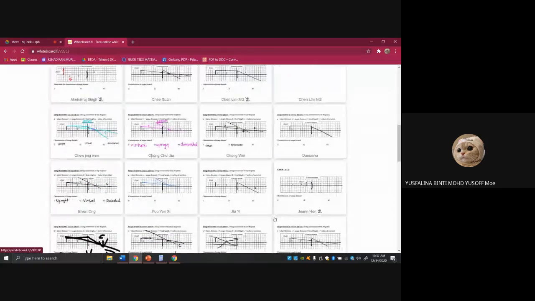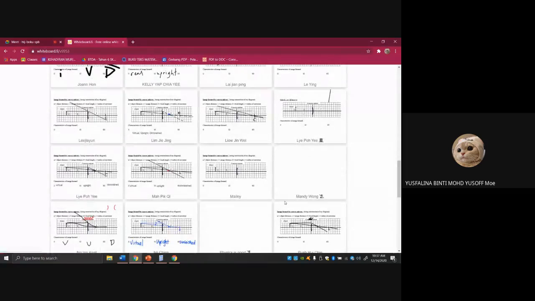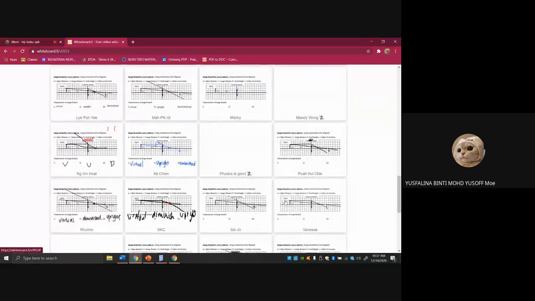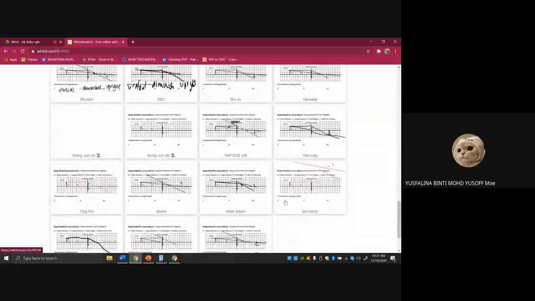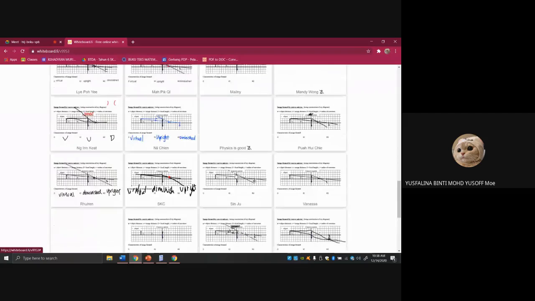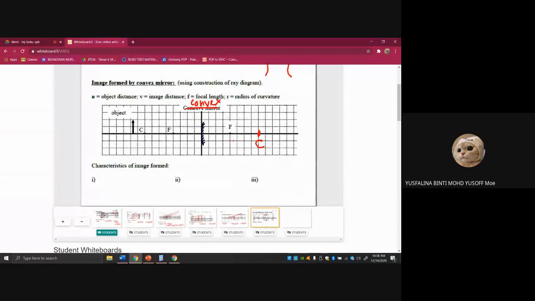Okay, it's okay. At least we know that we learned something already, right? Before this, I just stopped on my own and I didn't know whether you understood or not. Now I know that some of you still cannot draw the ray diagram for the concave mirror. So let's see the convex mirror. The convex mirror should be from here.